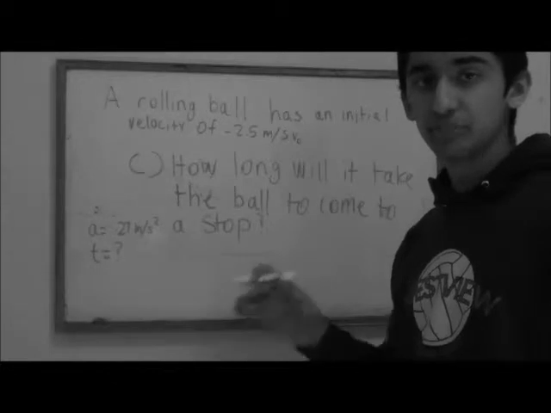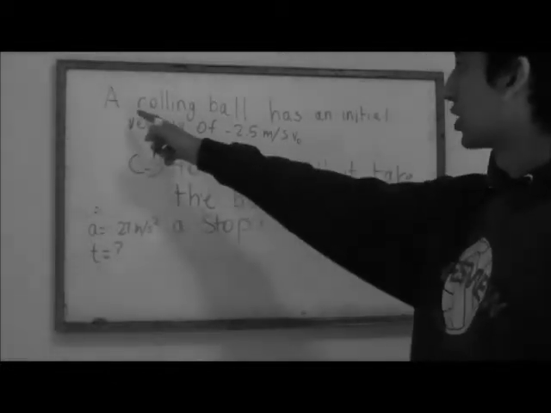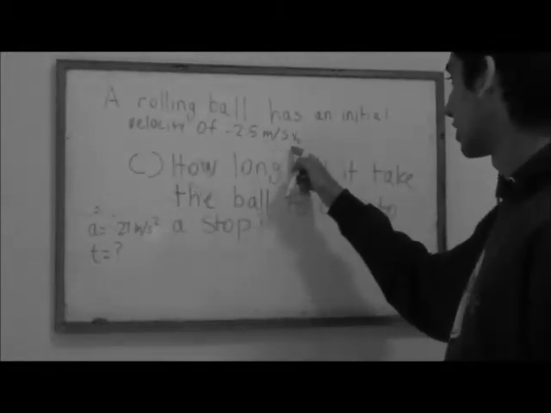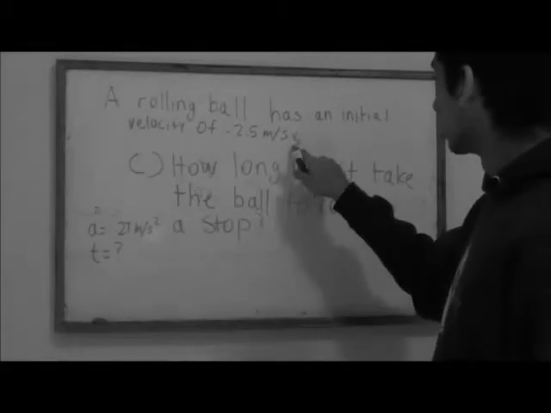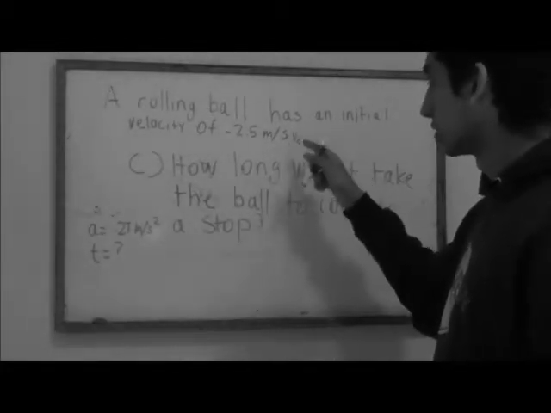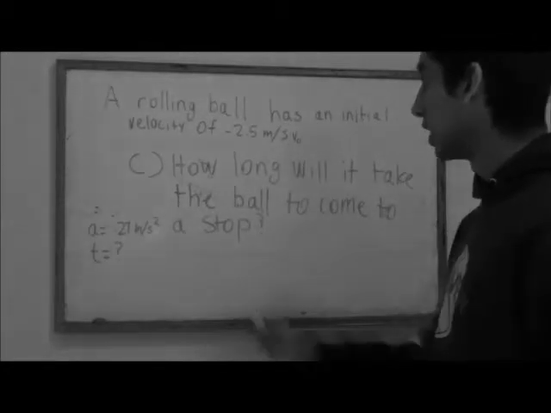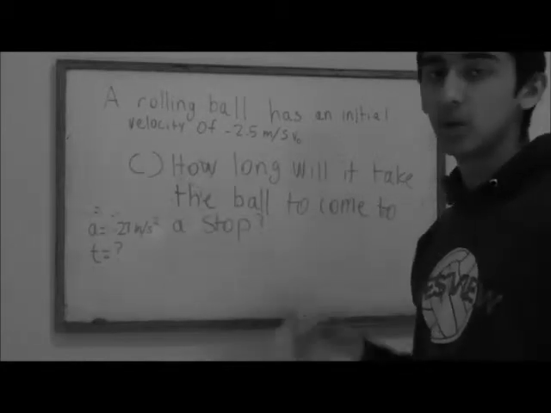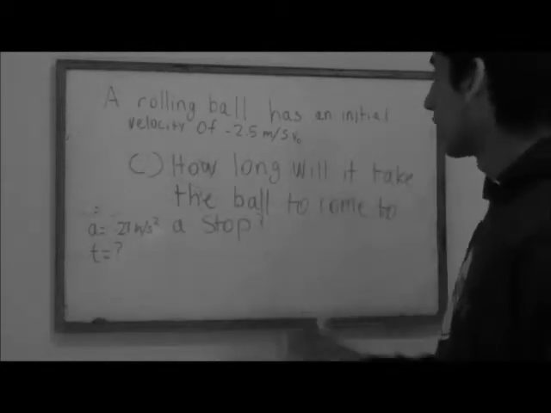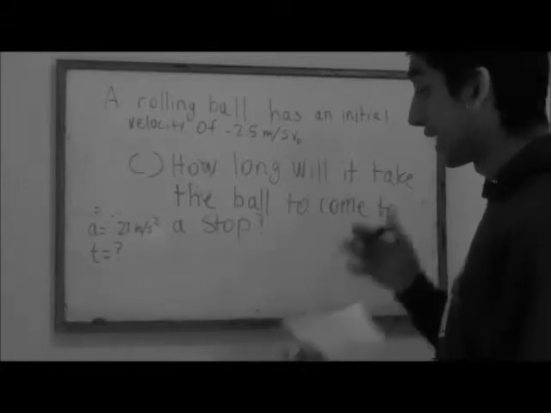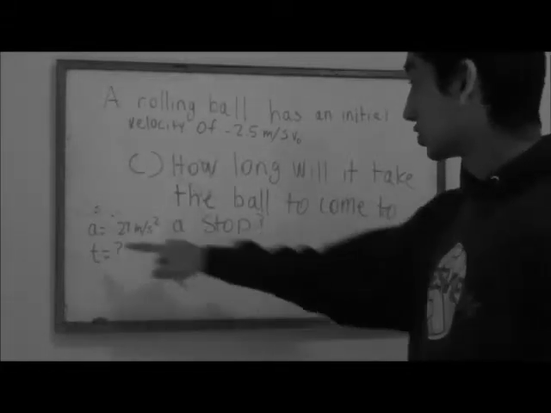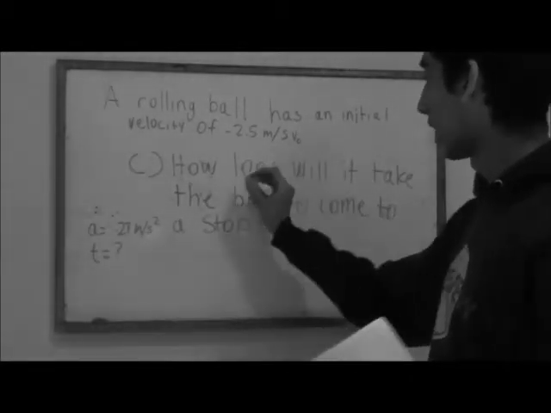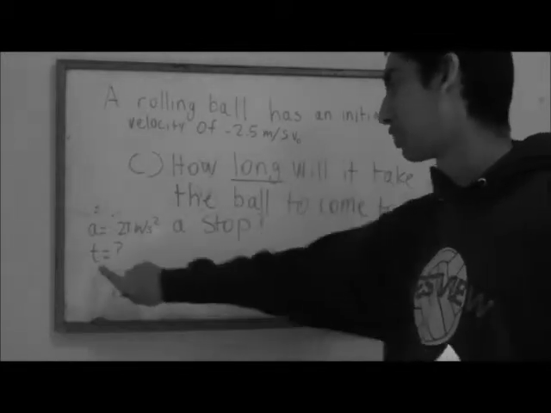Okay, now, this is part C of the question. The question was, a rolling ball has an initial velocity of negative 2.5 meters per second. As I said before, VO, the original velocity, was negative 2.5. Now, C, how long will it take the ball to come to a stop? From part A, I already have the acceleration, which is negative 2.7 meters per second squared. And since it's asking how long, we have to figure out time.